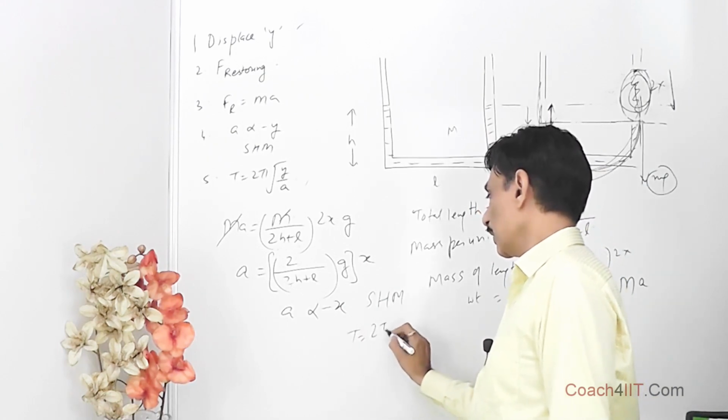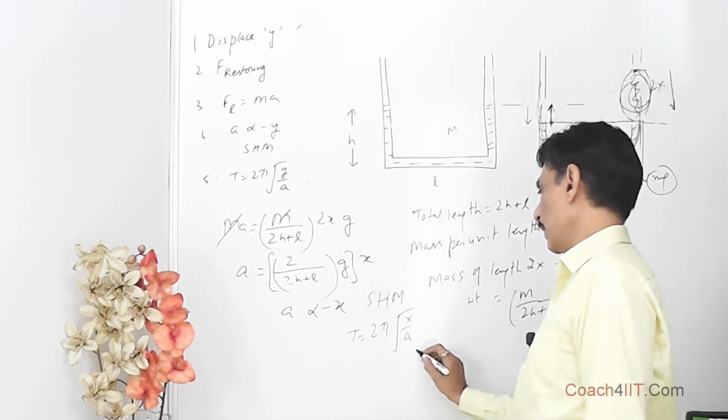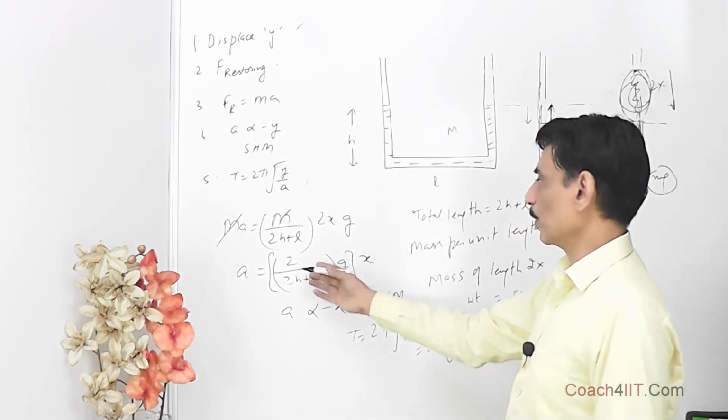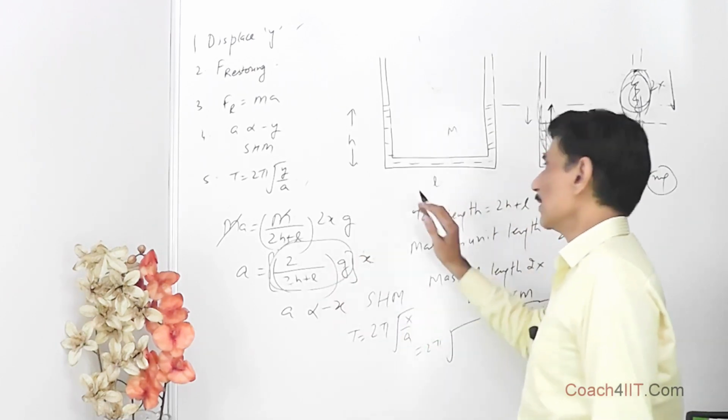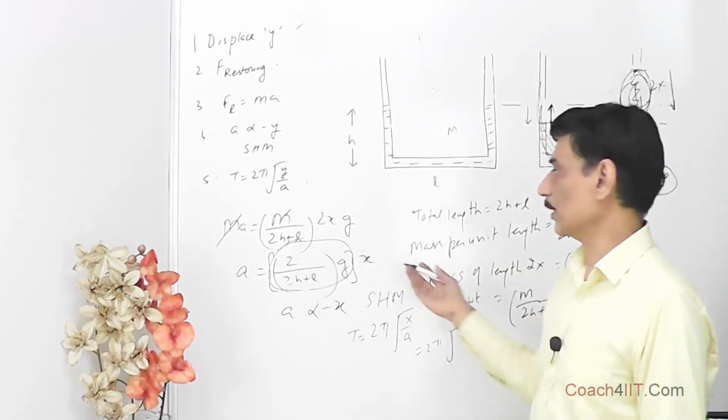So now we can say T is equal to 2 pi under root x by a, same thing, 2 pi under root y by a or x by a. If we take x by a, we can put it over here and get the answer. In case it is asked, you can ignore this length L, so then put L equal to 0 and you can get the answer.